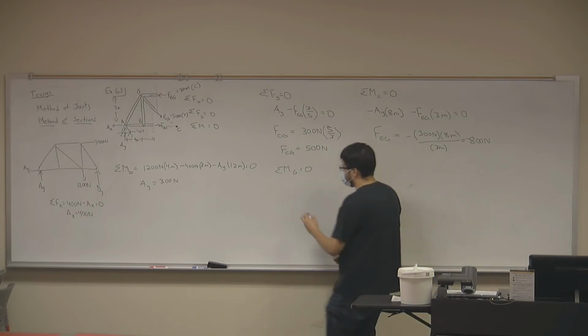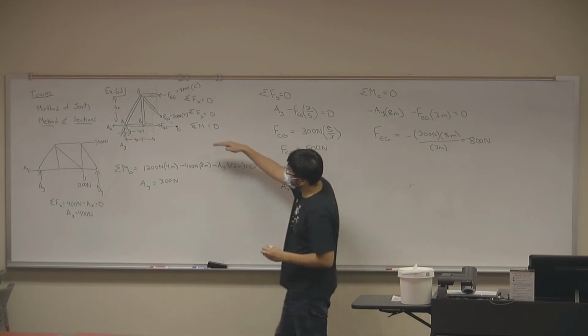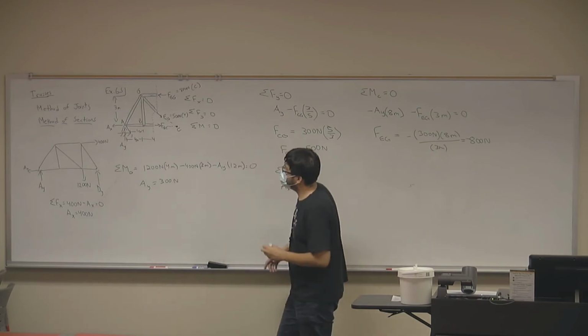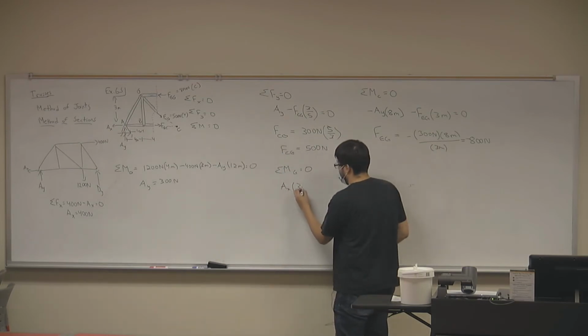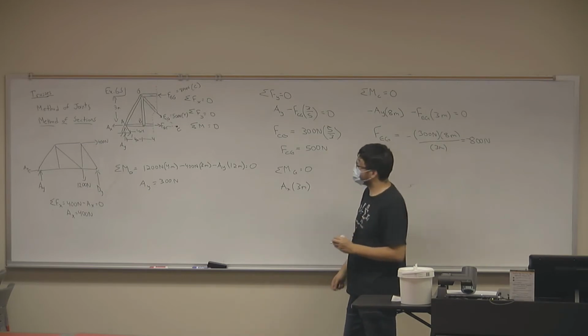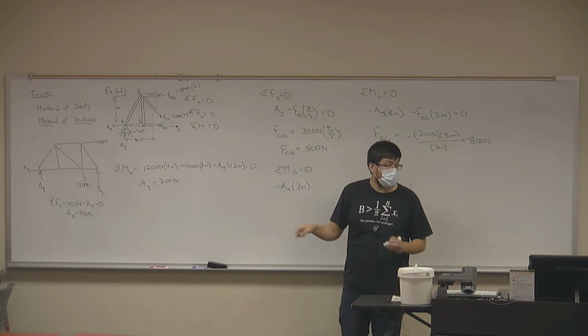Okay, we have AX, and we have AX multiplied by that distance. What's the distance between G and the line of action of X? 3 meters. Okay, 3 meters. Is that a positive or negative moment? Negative, that's correct. Clockwise rotation, negative moment.